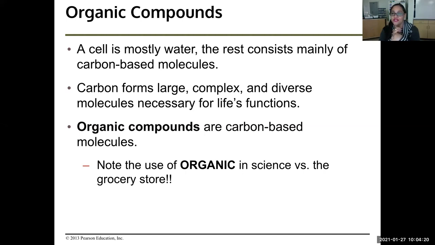And note the use of organic in science versus the use of organic in the grocery store. When you go to the grocery store, you go to the organic section, it means that something was grown without pesticides. That's what organic means in the grocery store. But in science, it just means a carbon-based molecule or a carbon-based organism. We are a carbon-based organism, so we are considered organic, whether we use pesticides on ourselves or not.